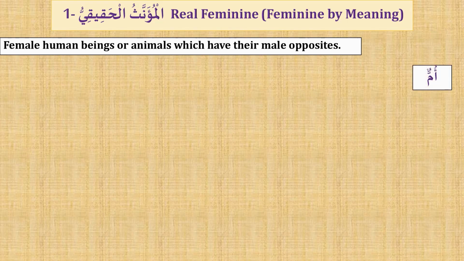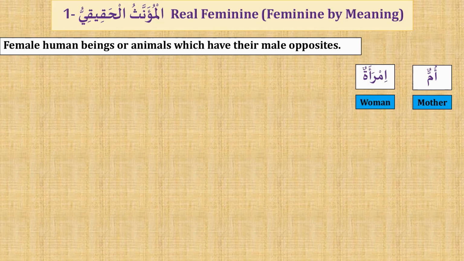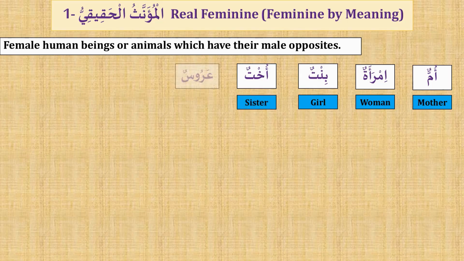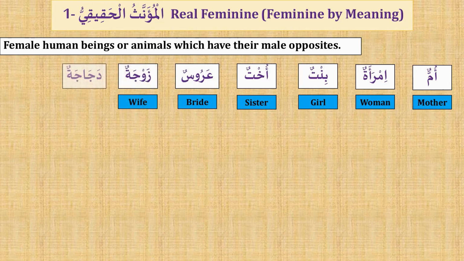Examples: أم is opposite of أب or والد mother. امرأة woman. بنت girl. أخت sister. عروس bride. زوجة wife. دجاجة chicken, and بقرة cow.